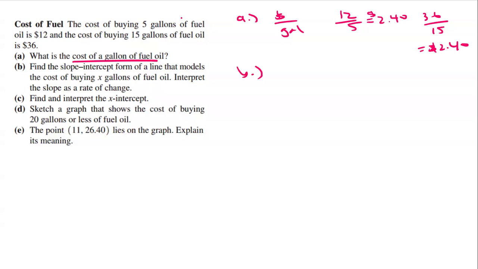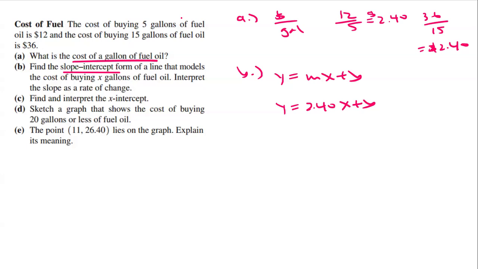Part B, find the slope-intercept form. So remember, slope-intercept form is y equals mx plus b. We already know the slope. The slope here in this case is $2.40. That's the rate. So y is equal to 2.40x plus b.